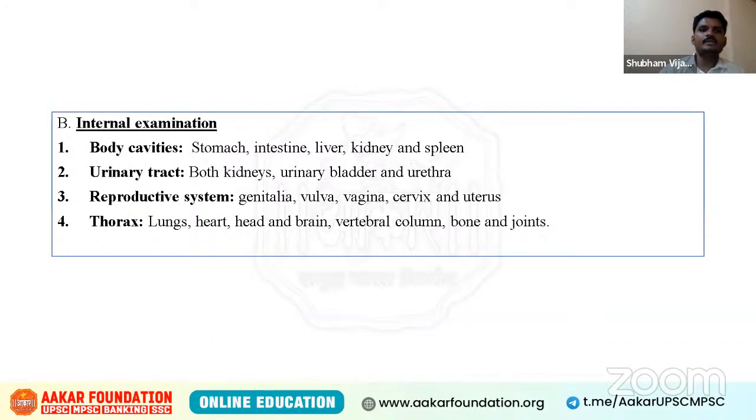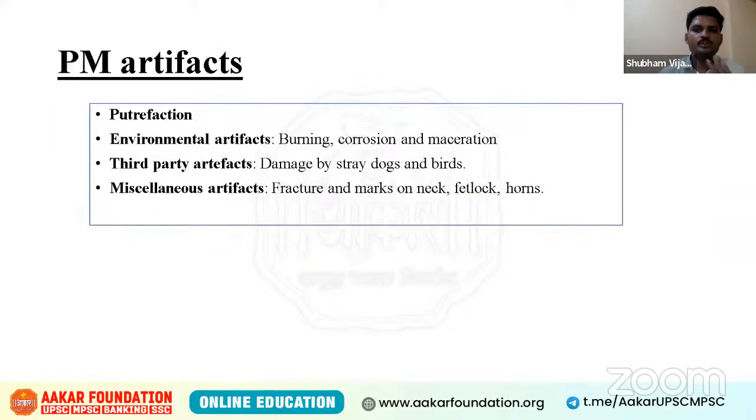Later on, internal examination. In this internal examination, body cavities, particularly four systems, have to be focused on. Body cavities: the stomach, intestine, liver, kidney, spleen will come. Urinary tract: both kidneys, urinary bladder, and urethra. In the reproductive system: genitalia, vulva, vagina, cervix, and uterus. In the thorax: lungs, heart; then head, brain, vertebral column, bone, and joints will come.